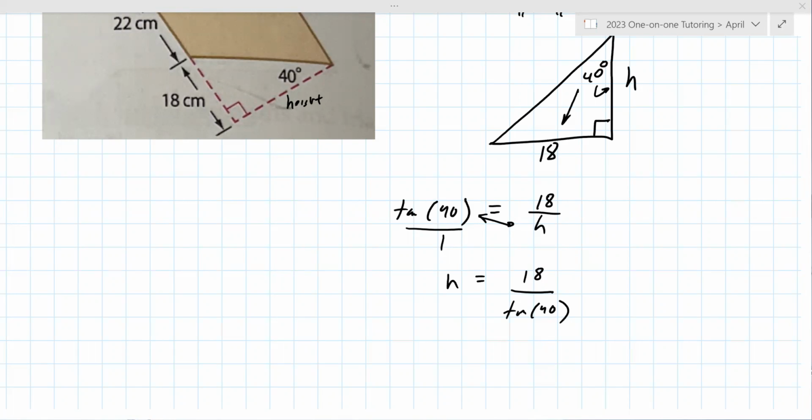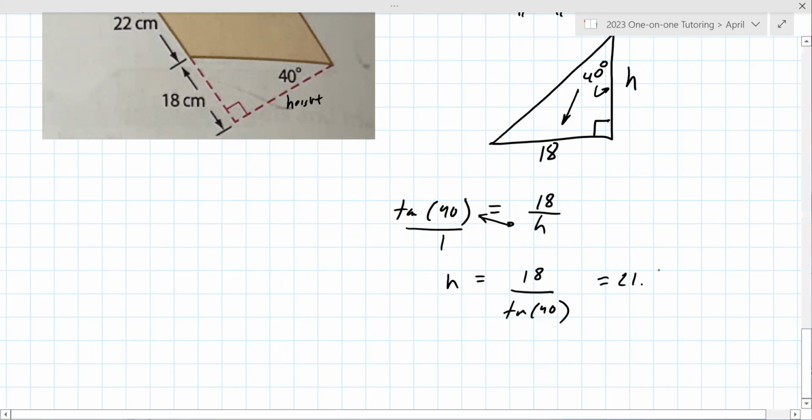21.5. Okay. And you want to go to a few more decimal places on that one. Basically double the precision of your answer or more is recommended for these types of intermediate calculations. It doesn't always work, but pretty much works.